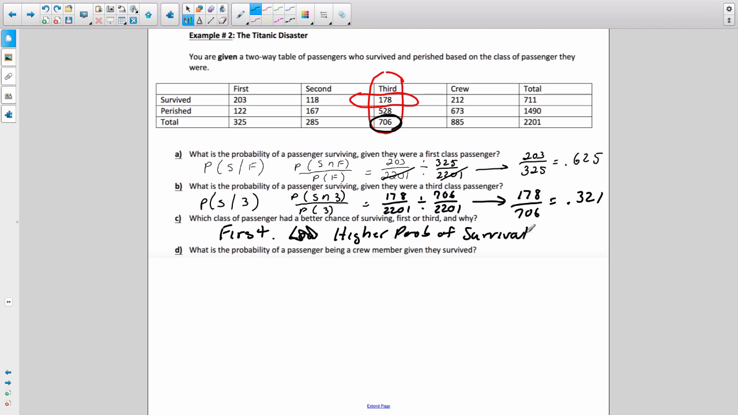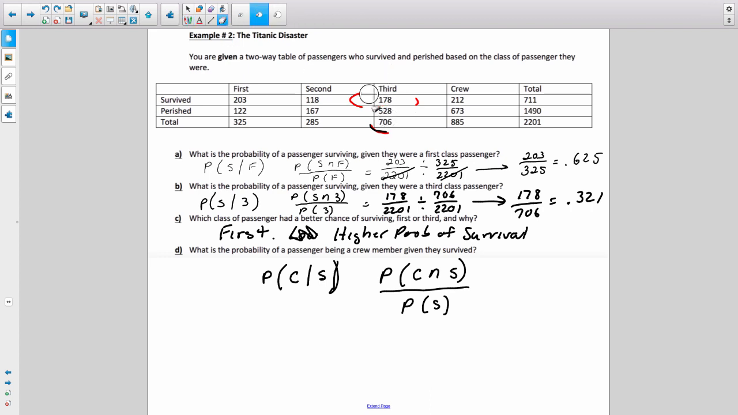Now, this last one's worded a little bit differently. What's the probability of a passenger being a crew member, given that they survived? So this is going to be the probability of crew given survival. It's still the same up top. It's going to be the probability of crew member intersect survivors, but then divided by probability of survivors. That's a little different than what we were doing. So let's take a look at where that is in our two-way table.